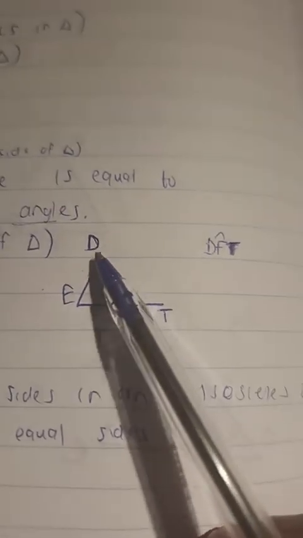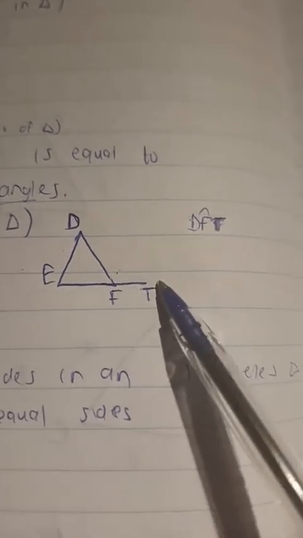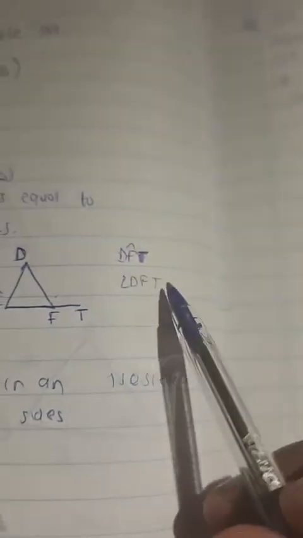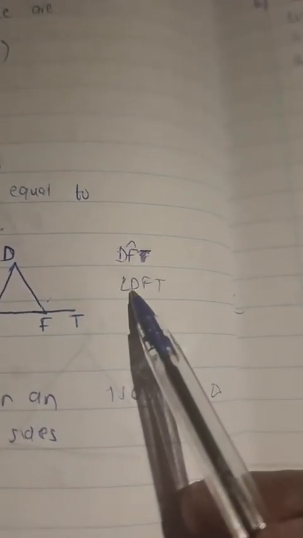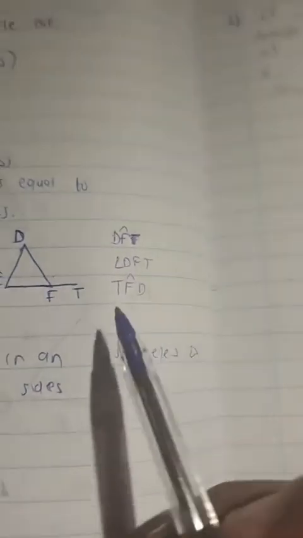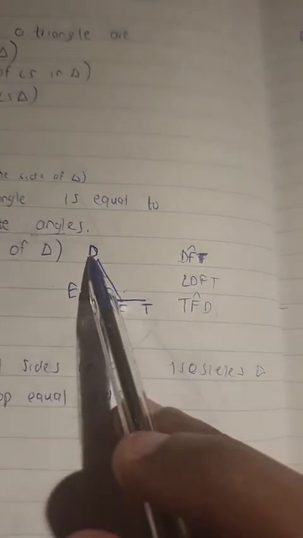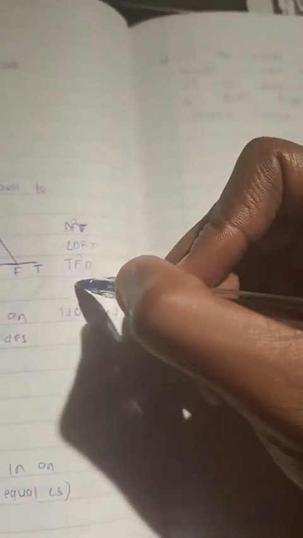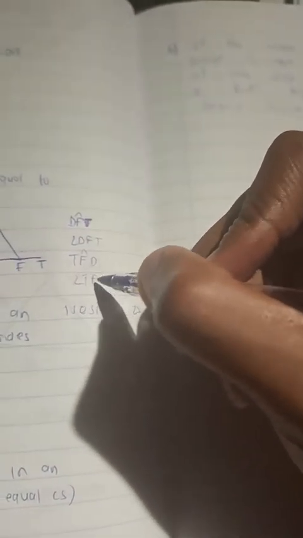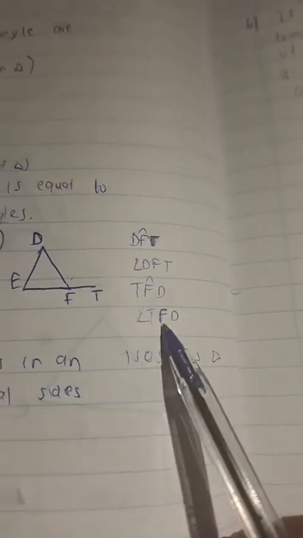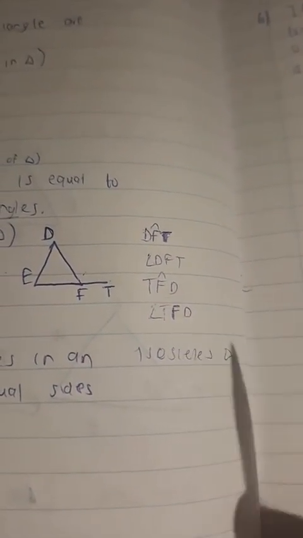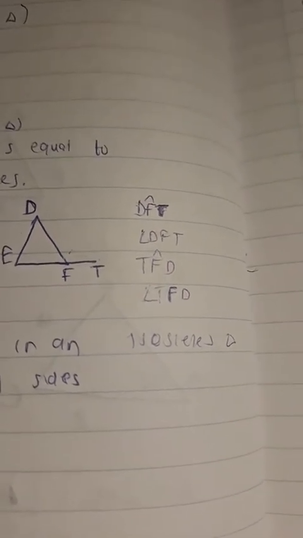So we can say that the exterior angle is DFT, with the cap on top of F, or we could write angle, then say DFT. Or we could say it's angle TFD, going in this direction, TFD. This is something that I did in my introduction videos on geometry for grade 8 and 9.